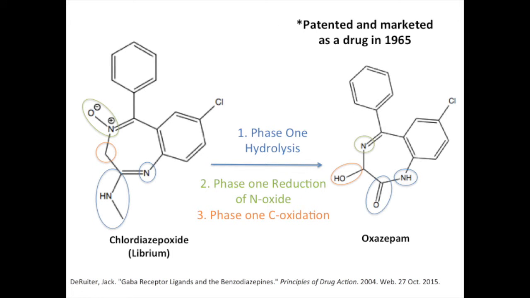Chlordiazepoxide can undergo a number of metabolic reactions. Shown on the screen is the metabolic process it undergoes to form one of its active metabolites, oxazepam. Oxazepam was even patented and marketed as a drug itself in 1965.